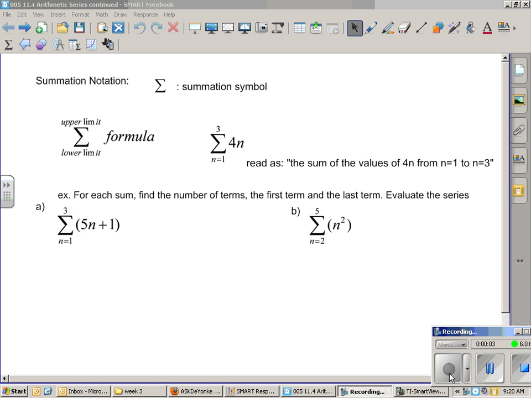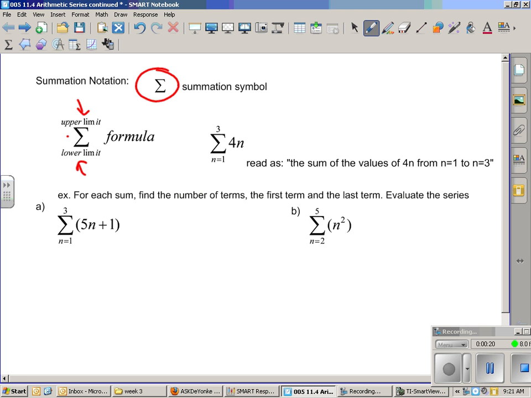Okay, section 11.4 continued. We're going to talk about summation notation. This is our summation symbol. The upper limit is right here. Lower limit is right here. We would read this as the sum of the values of 4n from n equals 1 to n equals 3.